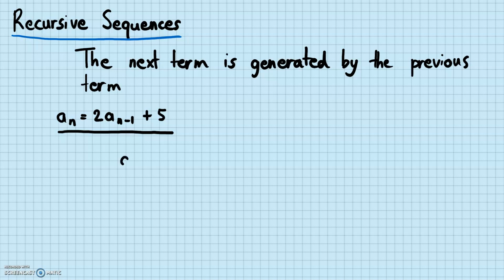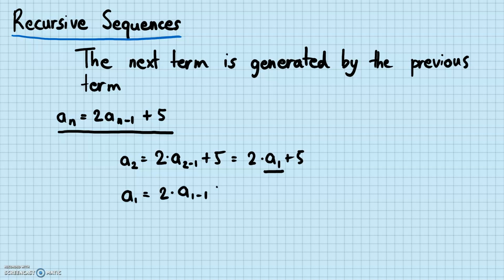So let's say we want to find a sub 2. A sub 2 is going to be 2 times a sub n, which is 2, minus 1, plus 5. That is going to equal 2 times a sub 1 plus 5. But we actually don't know what a sub 1 is. And when you try to find a sub 1, it's going to be 2 times a sub 1 minus 1 plus 5, which equals 2 times a sub 0 plus 5. And now we don't know what a sub 0 is.